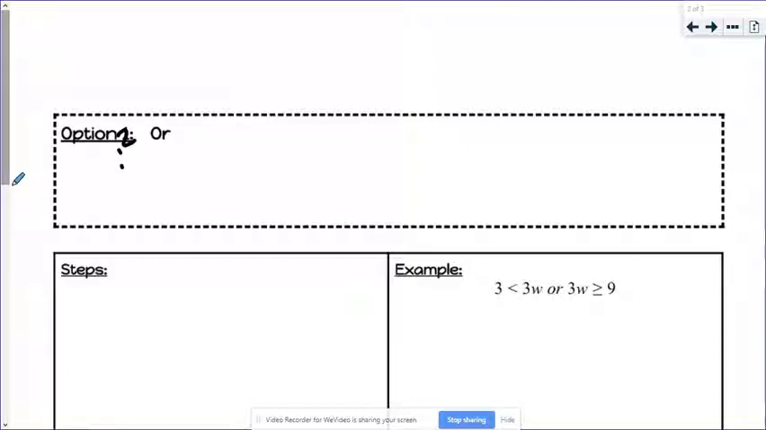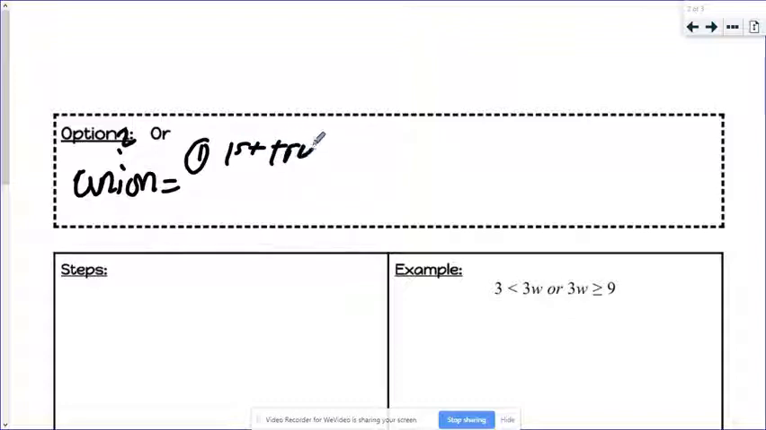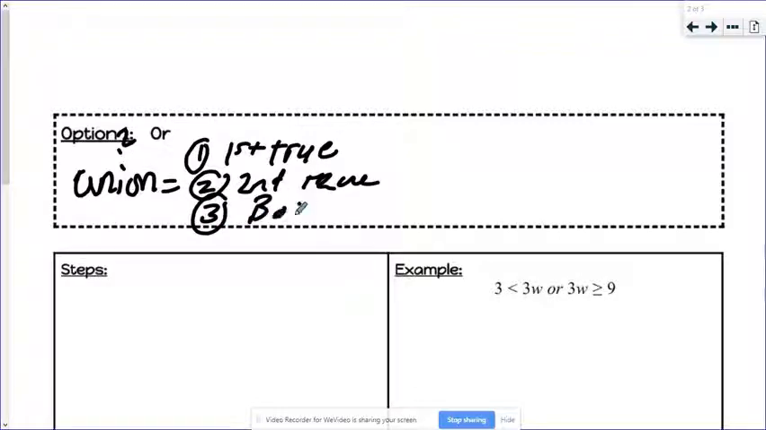If you remember, an OR is known as a union. And that means you have a couple options. Option 1, the first inequality is true. Option 2, the second inequality is true. And then every once in a while, option 3, both of them are going to be true.